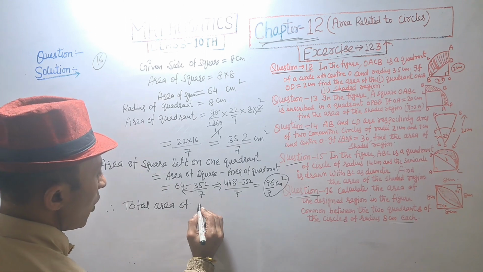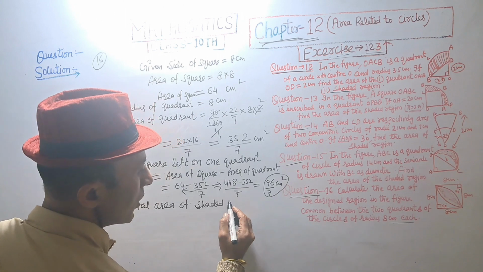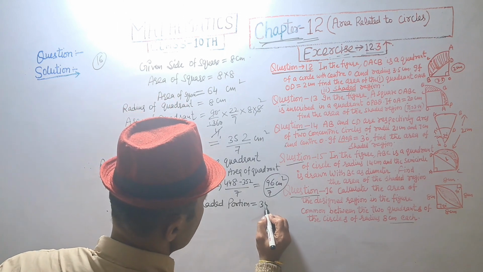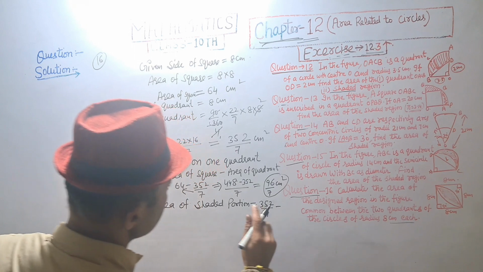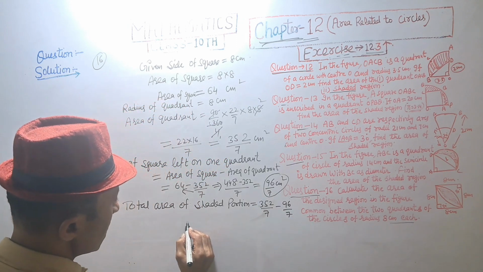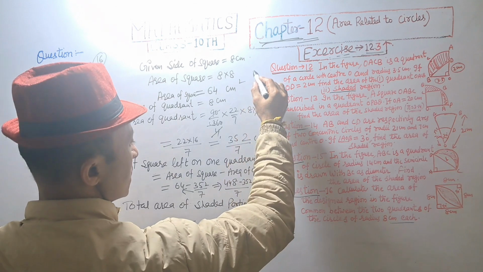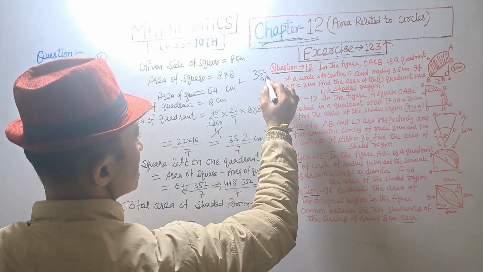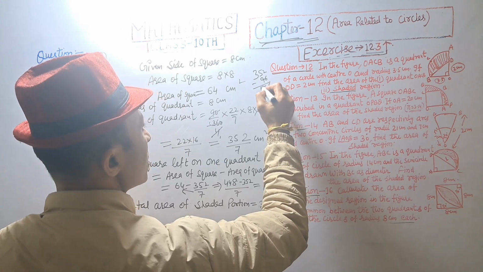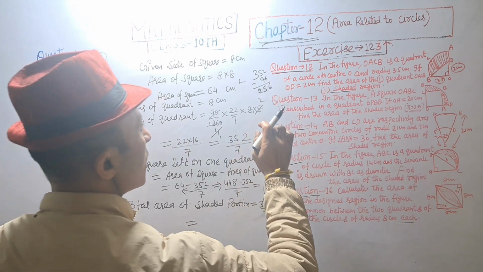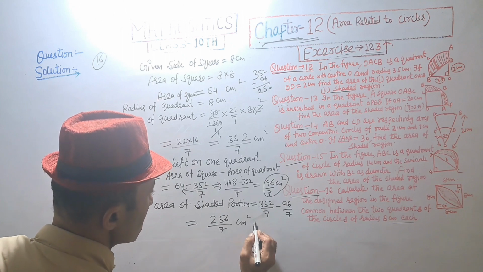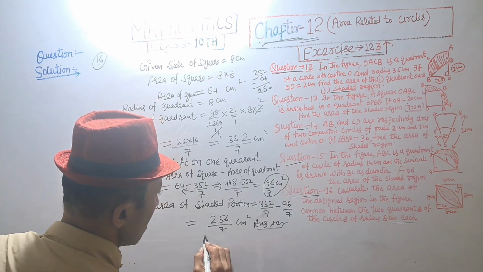The total area of the shaded portion is equal to 352 upon 7 minus 96 upon 7, that is equal to 352 minus 96, which is 256 upon 7 centimeter square. Answer.